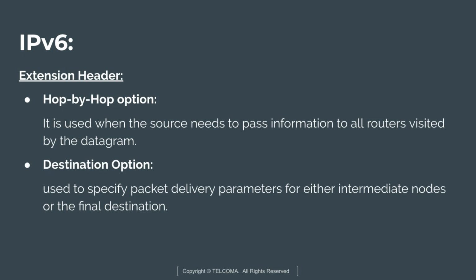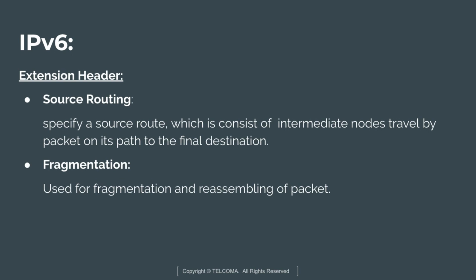Here it also defines packet delivery parameters like the source address or the destination address and the hop count. So it is delivering all the packet information to the intermediate nodes as well as to the final destination. Next we are going to discuss source routing.